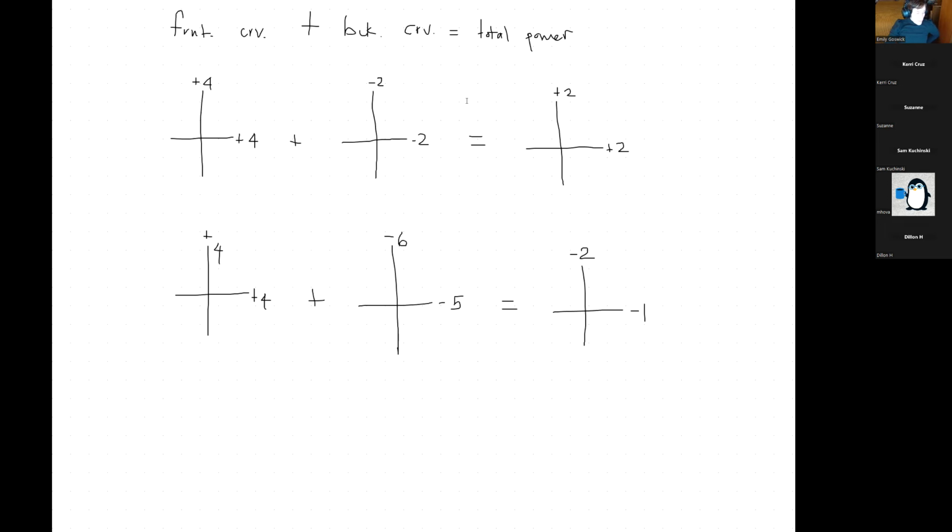Okay, so let me just take a second to read through my notes here. Want to make sure that we get everything in here.